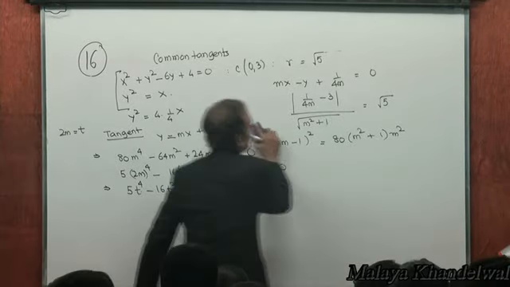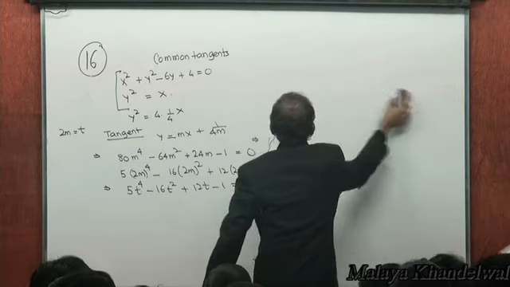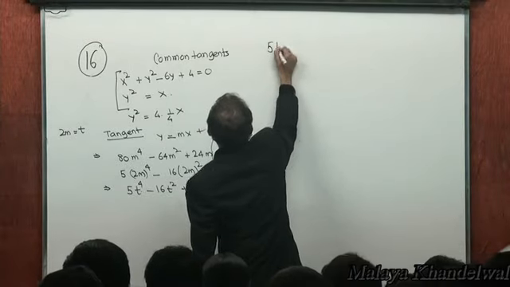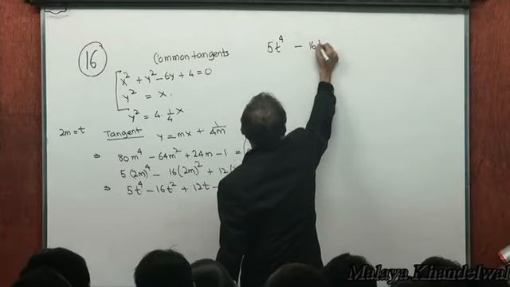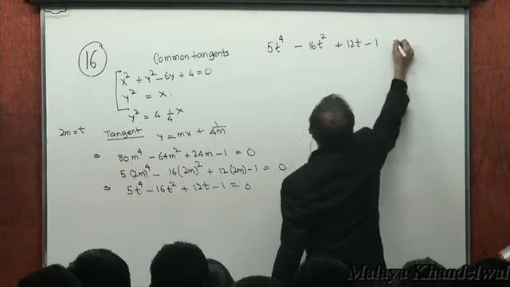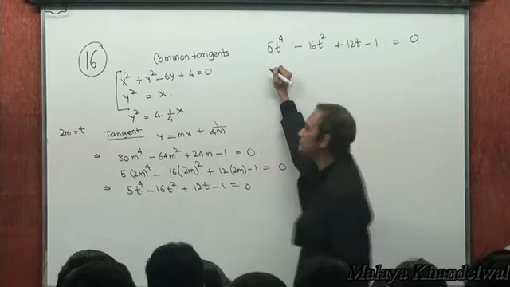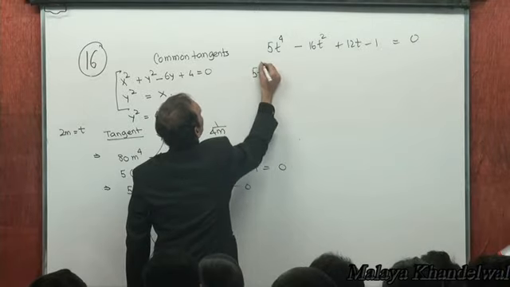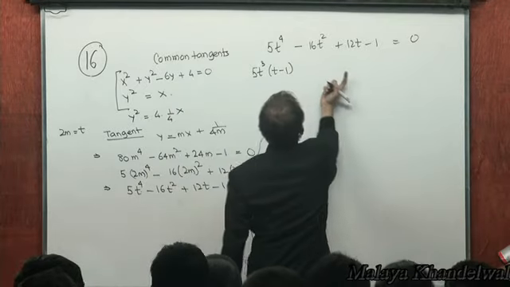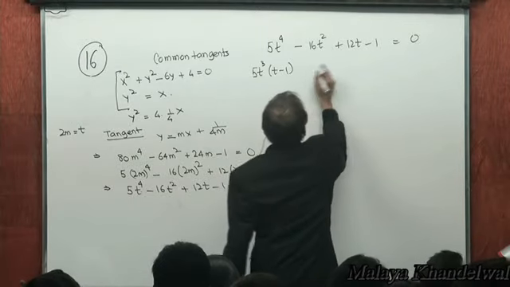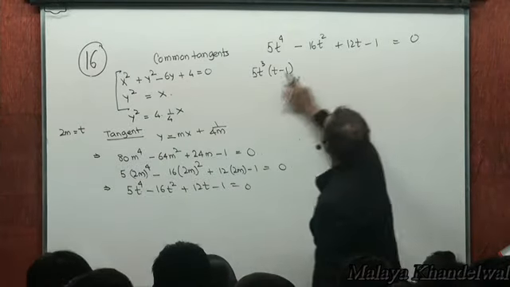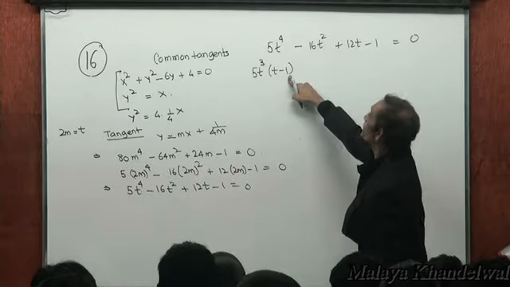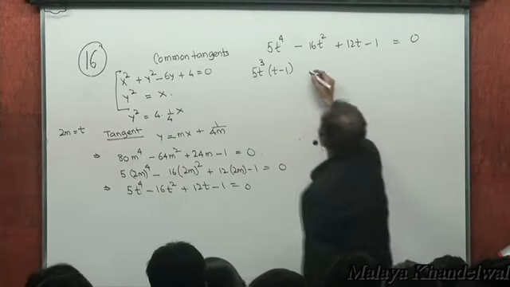Therefore, what we do is, we do a synthetic imposition of t minus 1 in this expression. See, this is 5t to the power 4 minus 16t squared plus 12t minus 1 equal to 0. We just want to factorize this, isn't it? I know that t minus 1 is one of the factors, right? So 5t cubed into (t minus 1), so minus 5t cubed plus 5t cubed. Do you realize what I am doing?